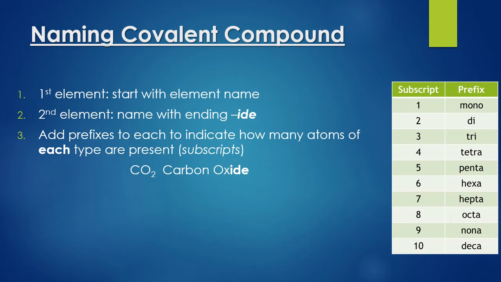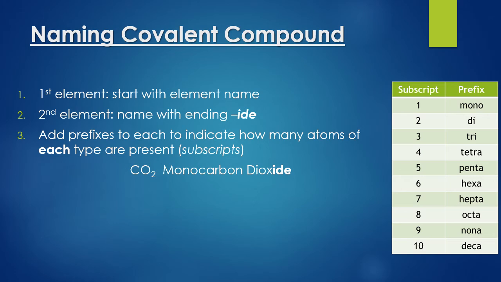So carbon, there is no subscript after it, so we assume there's just one carbon atom. The subscript of 1 tells us it should be mono. For oxygen, there are 2, so in front of the oxide portion, we would write di. So we come up with monocarbon dioxide. Now, if you think about it, that doesn't quite sound right, because I'm sure many of you have heard of carbon dioxide, but never of monocarbon dioxide.